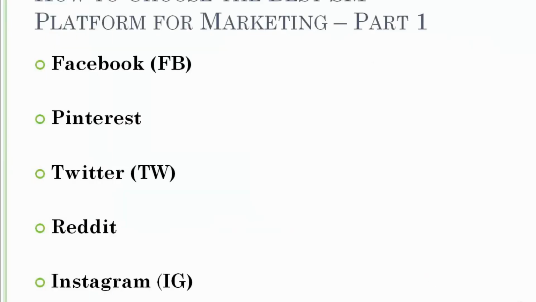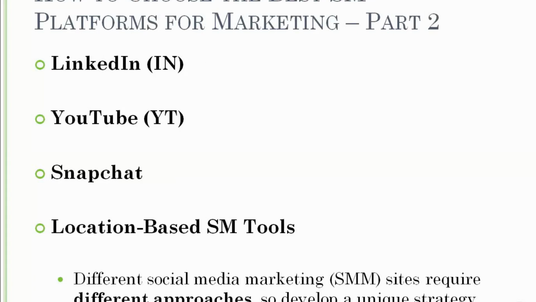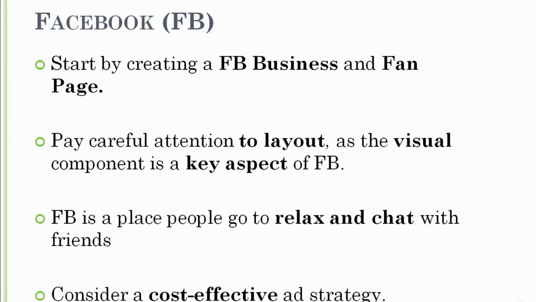Now, we're going to look at the different social media platforms. Okay, we're going to take a look at Facebook, Pinterest, Twitter, Reddit, Instagram, LinkedIn, YouTube, Snapchat, and then you got a special category which we call location based social media tools. Okay, so this is what we're going to look at. All right, Facebook.